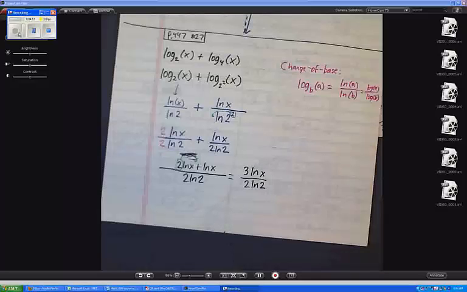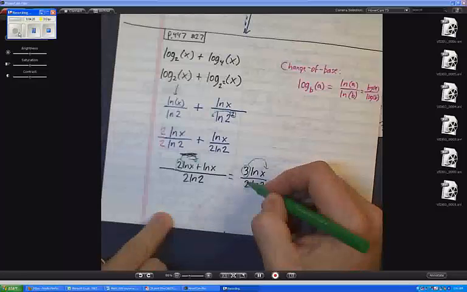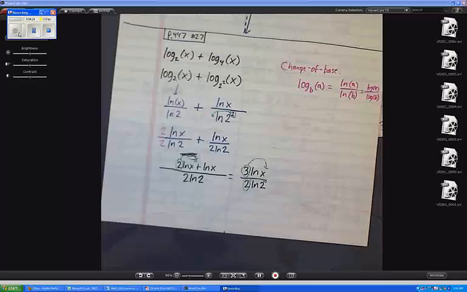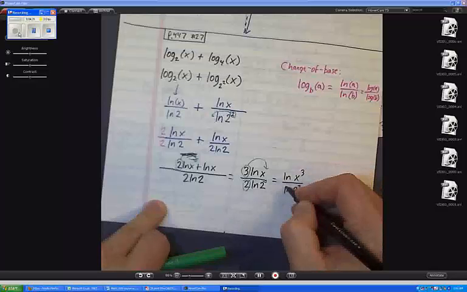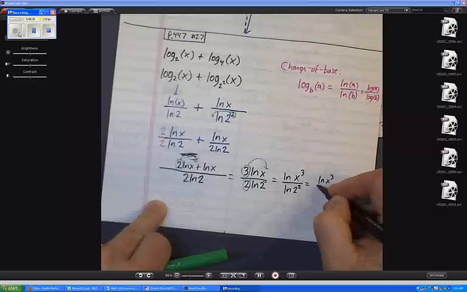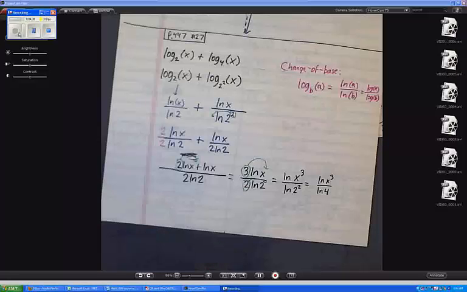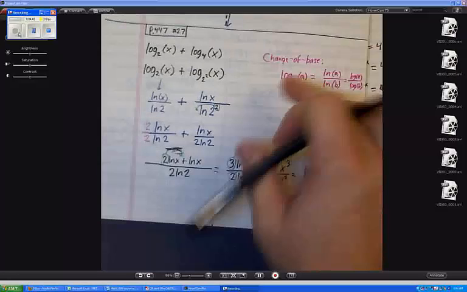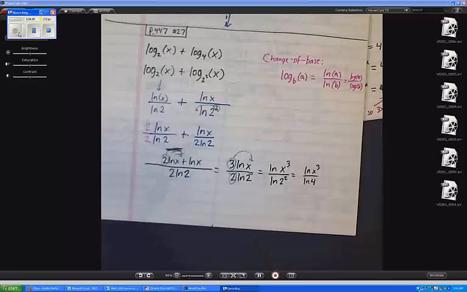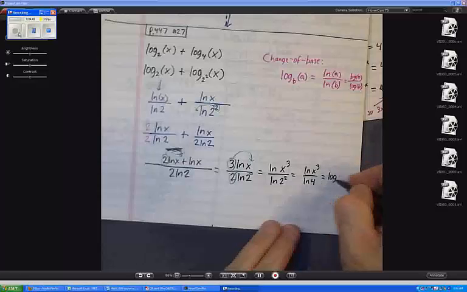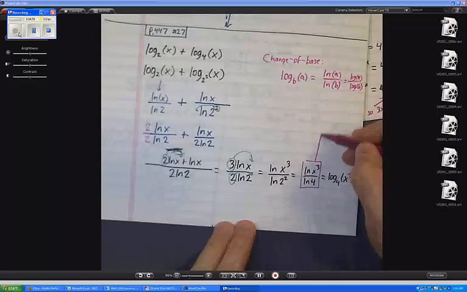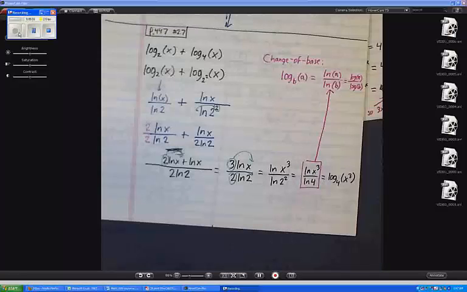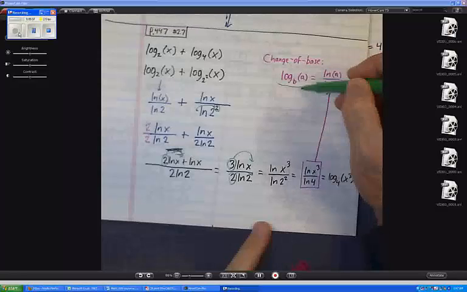And now I'll use that powerful law to put these back up here. And so I get the natural log of x cubed over the natural log of 2 squared. That's the natural log of x cubed over the natural log of 4. And now, using the change of base formula backwards, I can finish and say that this is the log base 4 of x cubed. That last step was noticing, see this? That looks like that. It's the natural log of a over the natural log of b. Therefore, I ought to be able to write it as 1 logarithm.